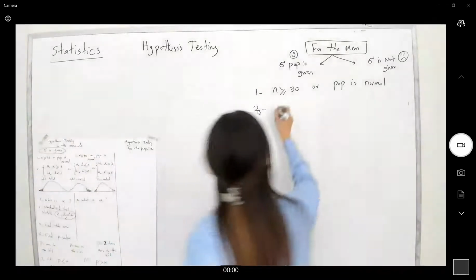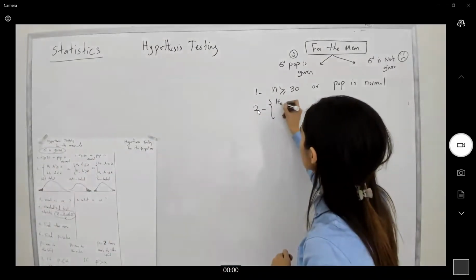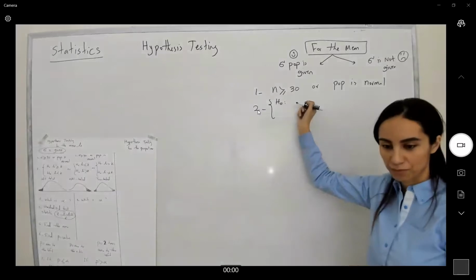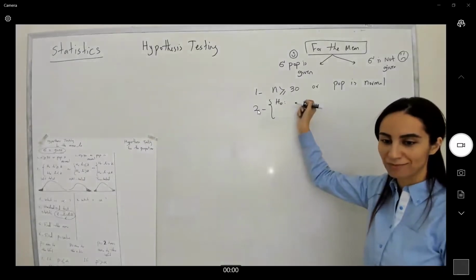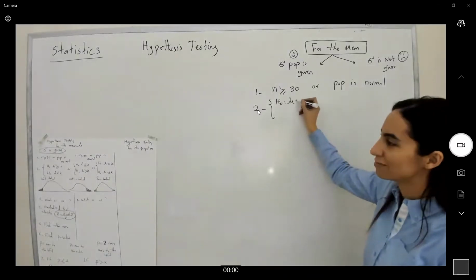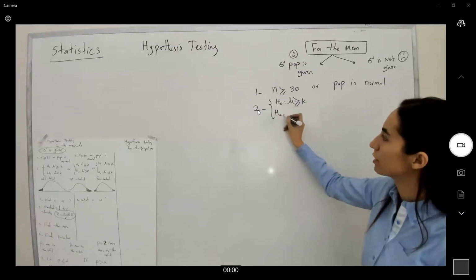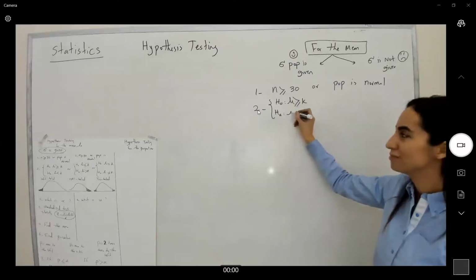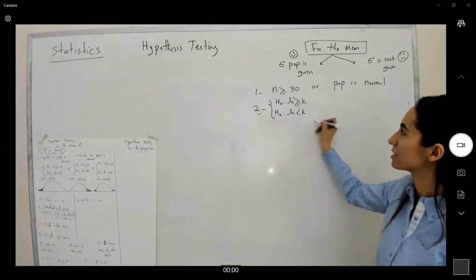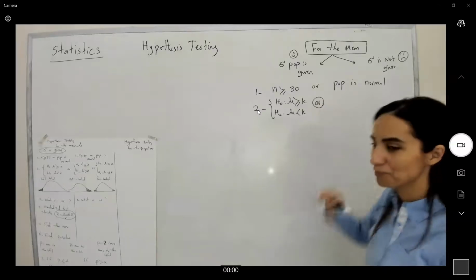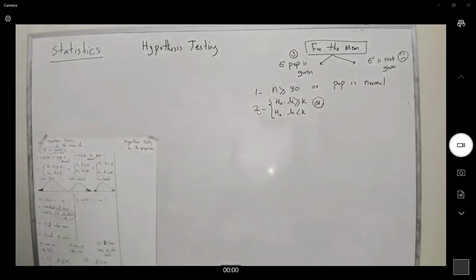So what was the first one? Null hypothesis says mu is equal or greater than K. Very good. Alternative? Mu is less than K. Very good. Or mu is less or equal than K.